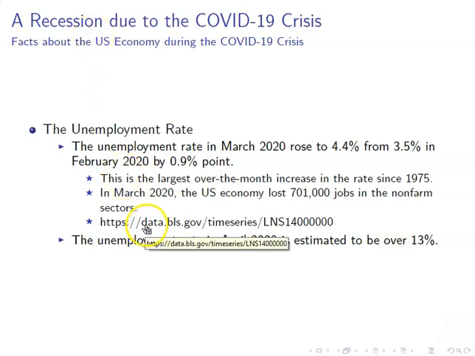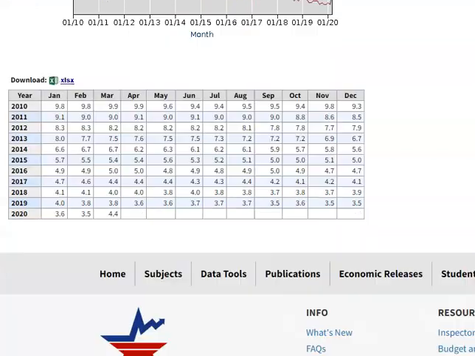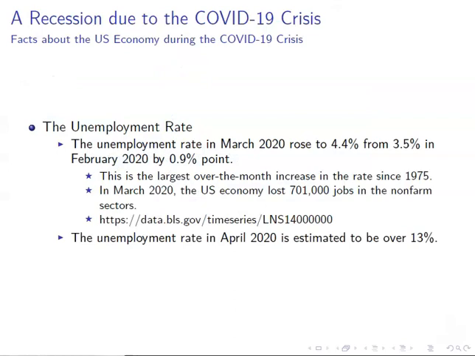Let me hit this hyperlink to show you the data on the U.S. unemployment rate. If you look at this graph, the unemployment rate had been declining since 2010, right here, but just for this quarter, the unemployment rate rose up to 4.4%. And also, if you look at this data table, the February 2020 unemployment rate was 3.5%, but in March, the unemployment rate went up to 4.4%. And unfortunately, the unemployment rate in April 2020 is estimated to be over 13%.